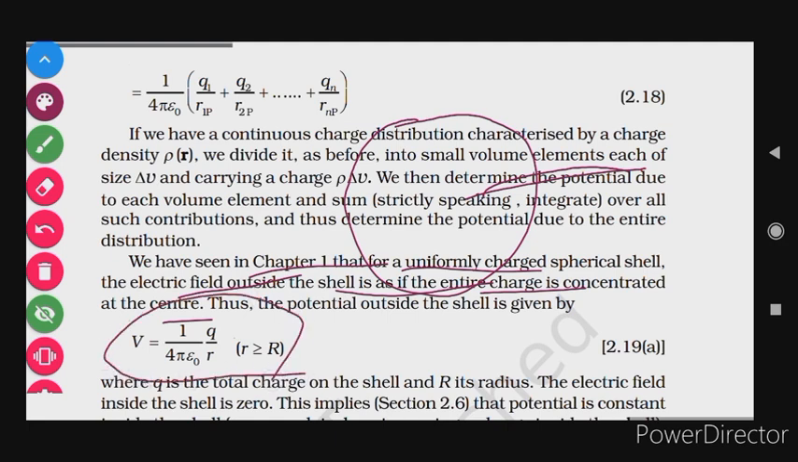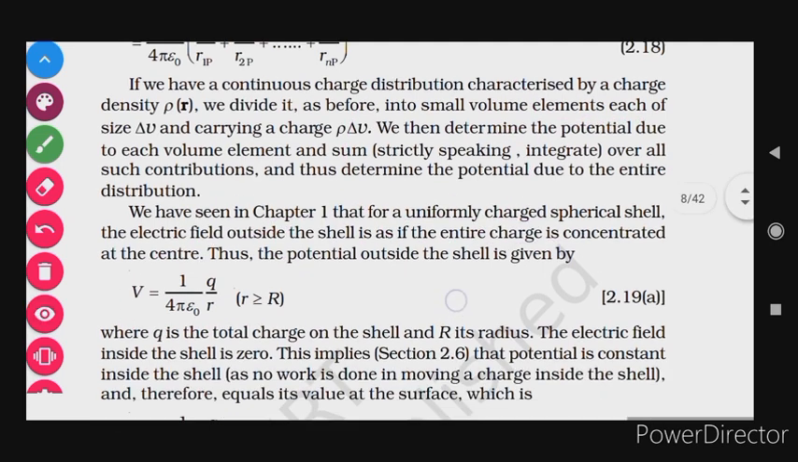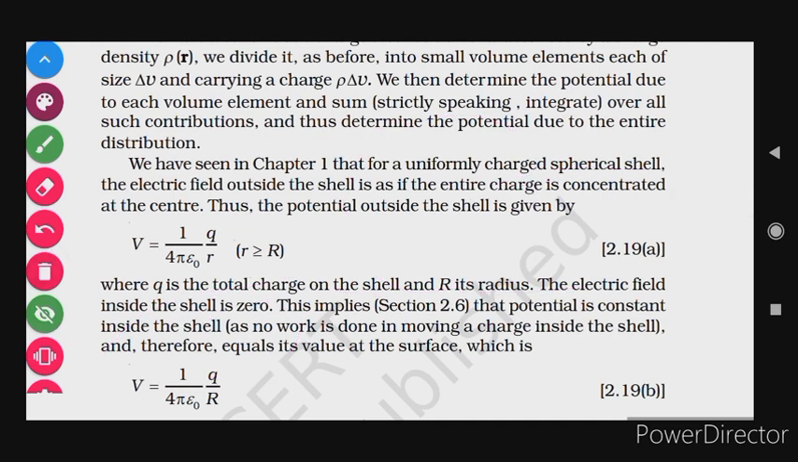So we can say that for a point outside the shell, the charge behaves as if the whole charge is concentrated at its center. Okay, this is an important thing you have to remember. The potential due to a charged shell at a point outside will be 1 upon 4 pi epsilon naught, q by r, where r is greater than the radius of the shell, q is the total charge on the shell, and r is the distance from the center. The electric field inside the shell is 0.